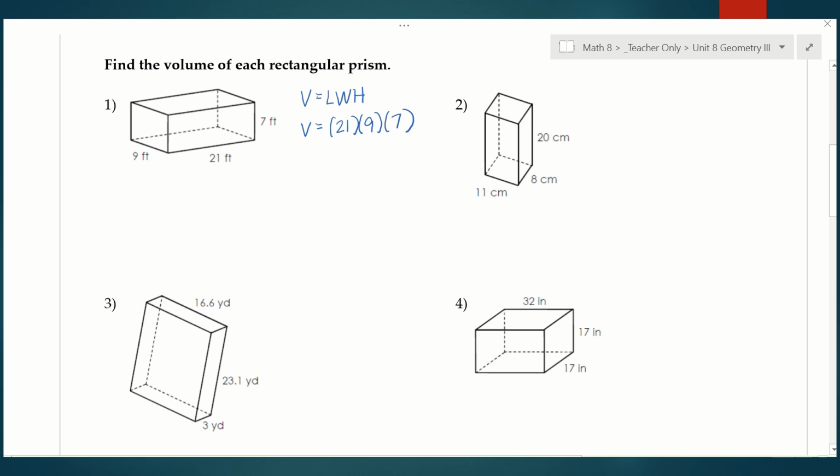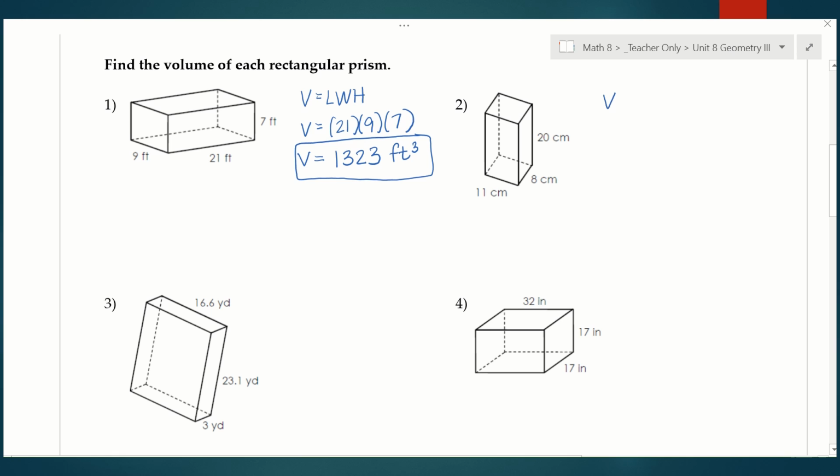Now, a lot of people ask, well, I put the 9 is the length and the 21 is my width. It doesn't matter. Because we're multiplying all three of these numbers together, the commutative property says it doesn't matter the order in which you multiply. We will all get the same answer. So do not worry about putting in the correct dimensions here. Okay, so when you multiply all three of those numbers together, you should be getting 1,323. And because it's volume, we are going to label it as feet cubed. So that would be my final answer there.